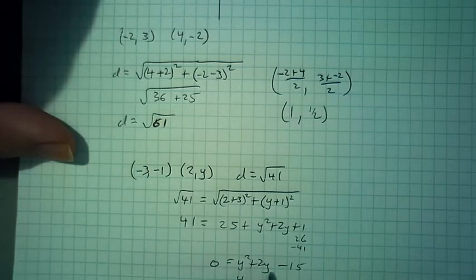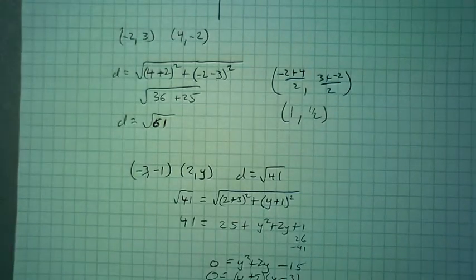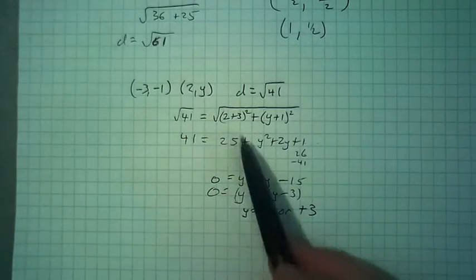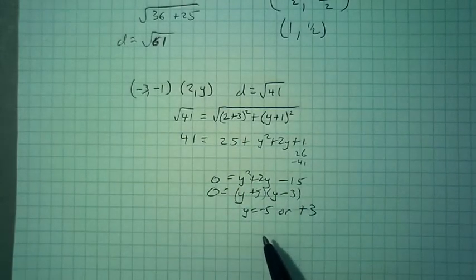So that leaves y plus 5, y minus 3. So y is either negative 5 or positive 3. Oh, I went off the bottom of my picture camera. Okay. So they're using it kind of backwards.